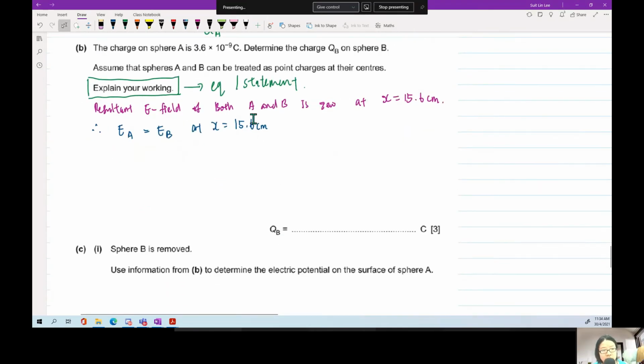So we're going to operate on this assumption. If you don't want to write the purple one, that is okay, no problem. But you should at least write the blue one. If not, you will lose 1 mark because you didn't explain why you suddenly, for no reason, say that they are equal. It will be safer if you write the purple one, but the blue one is generally good enough. Okay. So now we're going to substitute the equation of electric field strength.